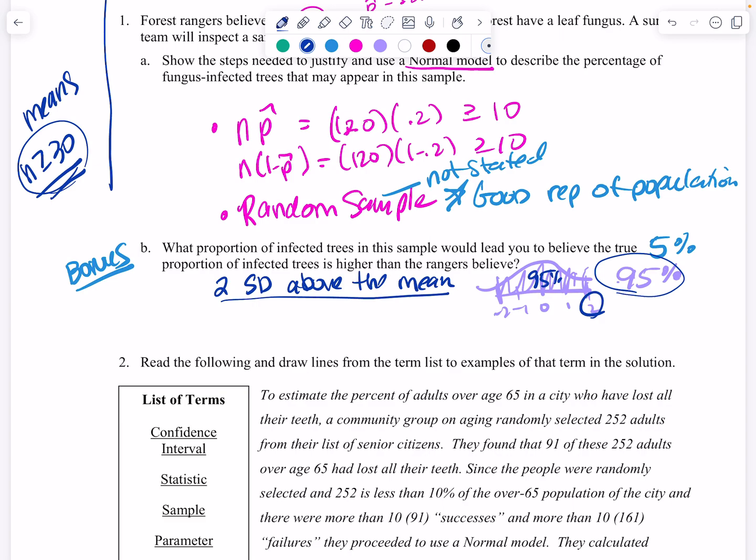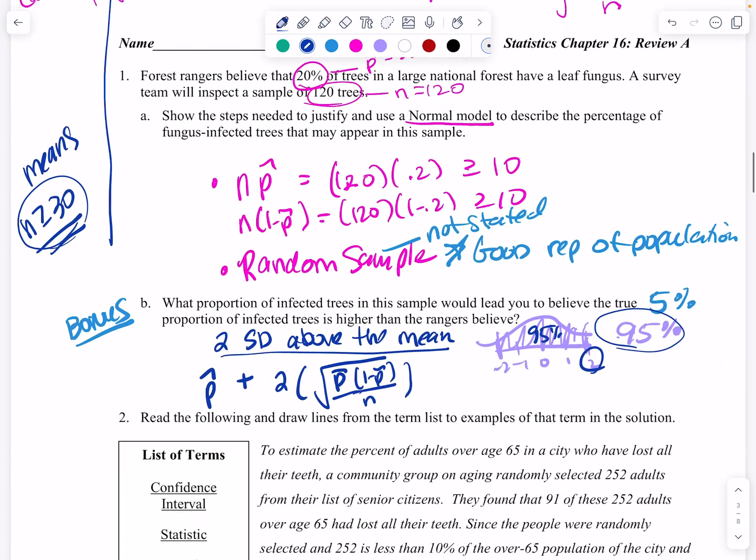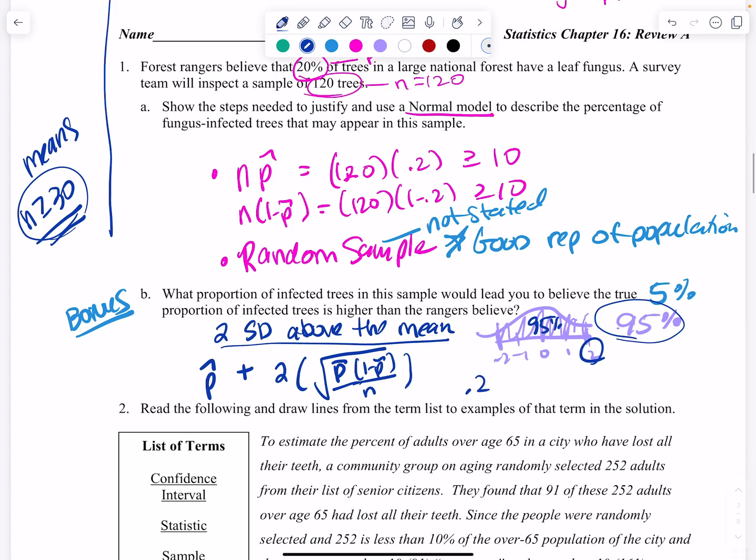So we're going to say 2 standard deviations above the mean is considered unusual. The mean, remember, is what we have as p hat, and then we're going to add 2 standard deviations. And the standard deviation for this one is the square root of p hat times q hat over n. q hat is 1 minus p hat. Let me write it out the way you're used to seeing it, 1 minus p hat. Sometimes I write q hat. It just means 1 minus p hat. So we back up here: what's p hat? It's 0.2. So I say 0.2 plus 2 times the square root of 0.2 times 0.8 over 120.